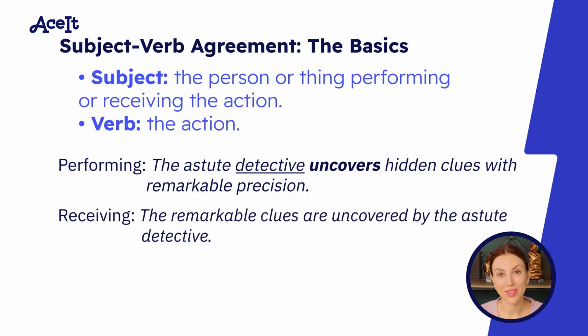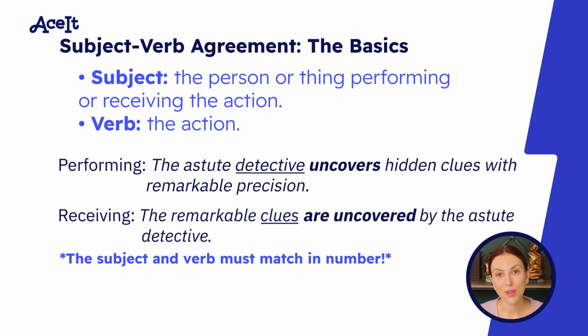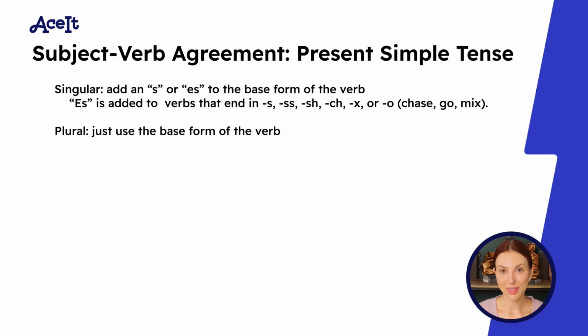In our second sentence, we have the remarkable clues are uncovered by the astute detective. In this case, we have a plural subject, those remarkable clues, which are receiving the action. They are uncovered. Are uncovered is also plural. Both of these verbs are in the present simple tense. Present simple tense expresses something that is happening right now, in this very moment, in the present.